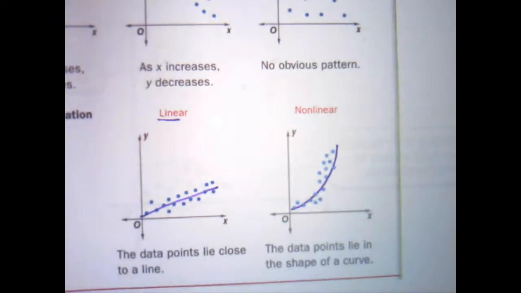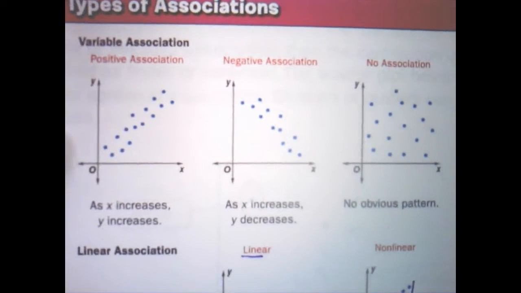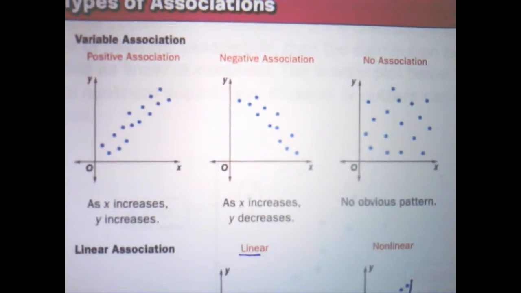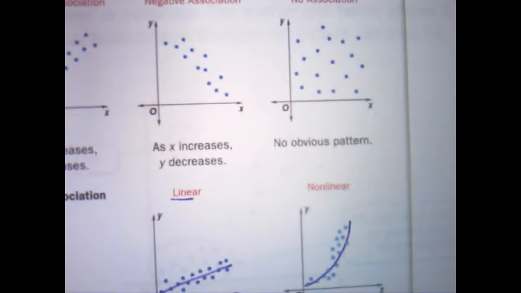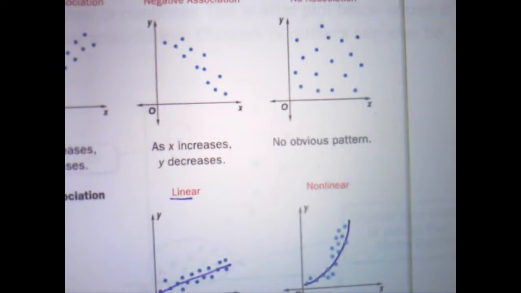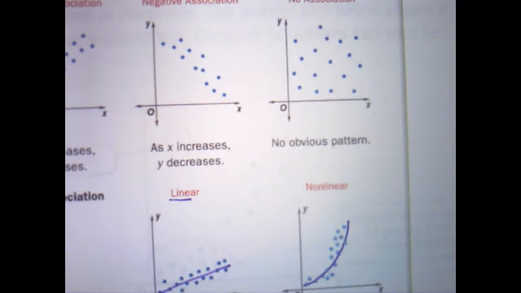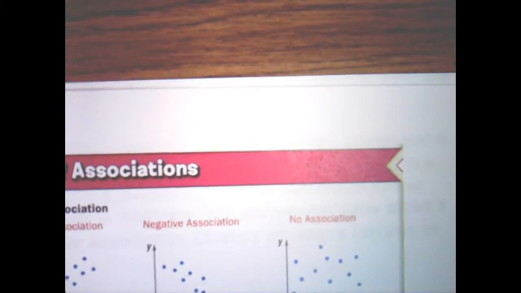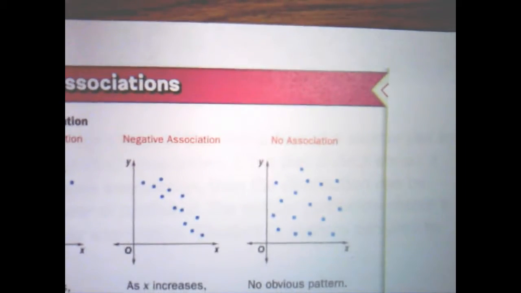So the two types of association work in tandem. You can have a positive linear association, you can have a positive nonlinear association, you can have a negative linear association, you can have a negative nonlinear association. If you have no association at all, it will not be linear or nonlinear. So if it's no association, that's what it is, no association. We can't tell if it would be linear or nonlinear because there is no association.